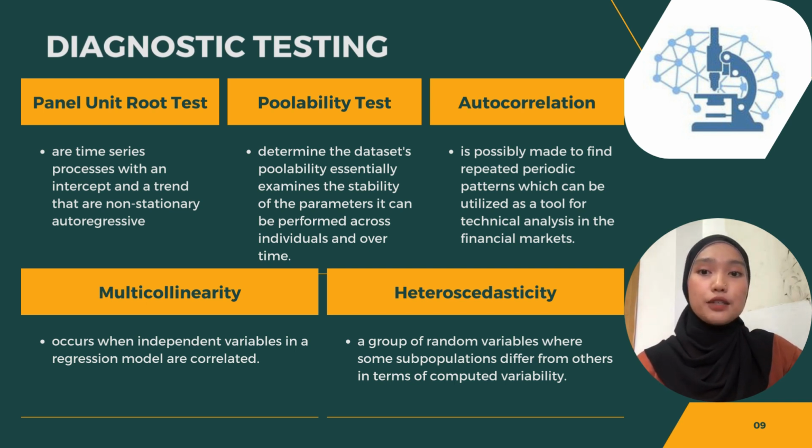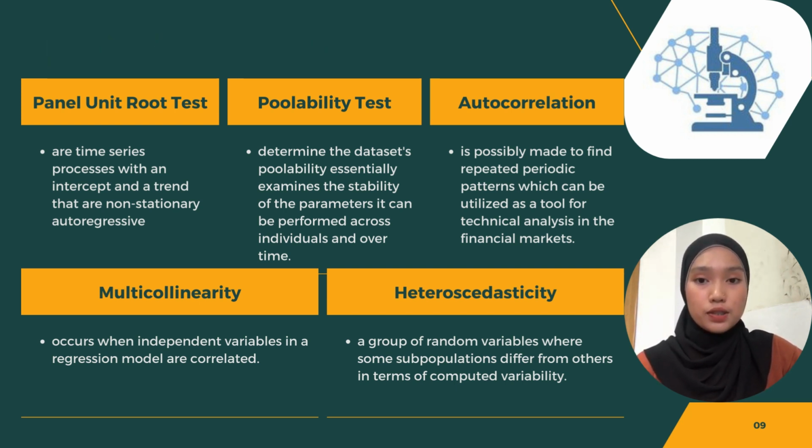There are a few tests that are usually carried out in research, for example, unit root test, poolability test, autocorrelation, multicollinearity, and heteroscedasticity. Unit roots are time series processes with an intercept and a trend that are non-stationary autoregressive. According to Sosvilla-Rivera 1990, many economic models assume a unit root because economic agents use information available to them in a reasonable manner. These procedures are frequently employed in the fields of economics and finance, but they are also employed in other scientific fields.